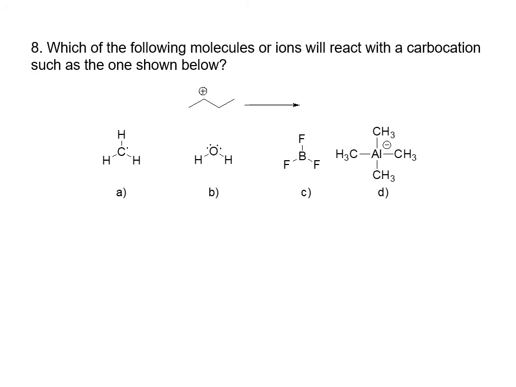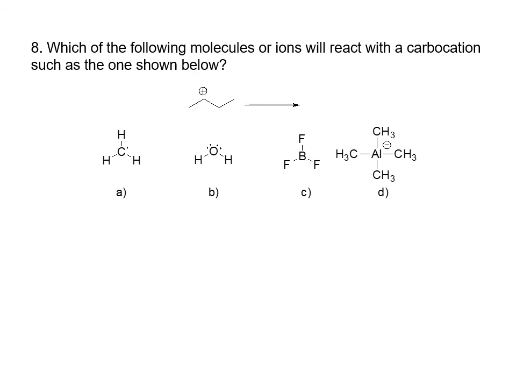And the final question, which of the following molecules or ions will react with a carbocation such as the one shown below? The carbocation shown below is a secondary carbocation, secondary butyl carbocation. Carbocations are electrophiles. Electrophiles react with nucleophiles. So you can simplify this question. If this is an electrophile, then really the question is which of the 4 following choices is a nucleophile, because a nucleophile will react with an electrophile.